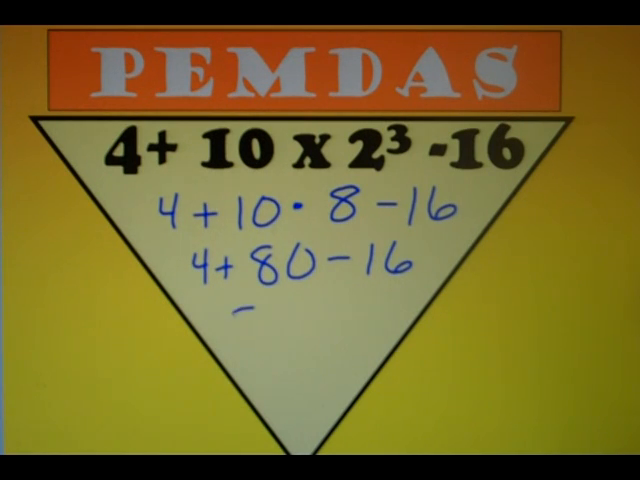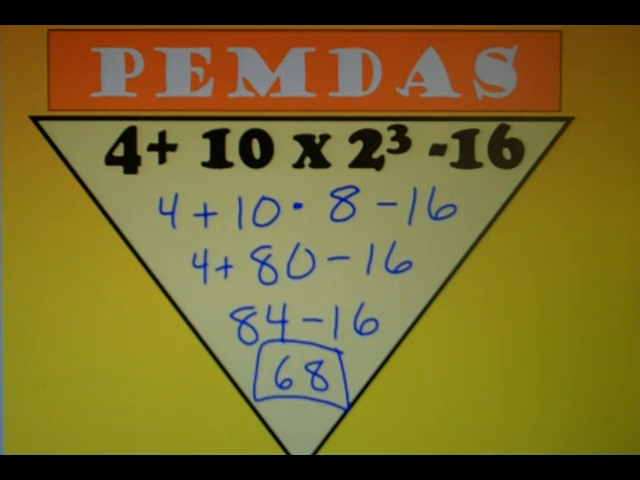So now, the next step would be to multiply or divide. So we have 10 times 8, which would give us 80. So we have 4 plus 80 minus 16. The last step would be to simplify our answer. We would get 84 minus 16, which would be 68.